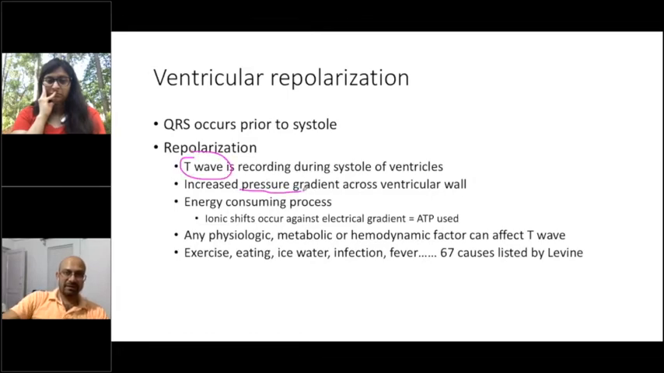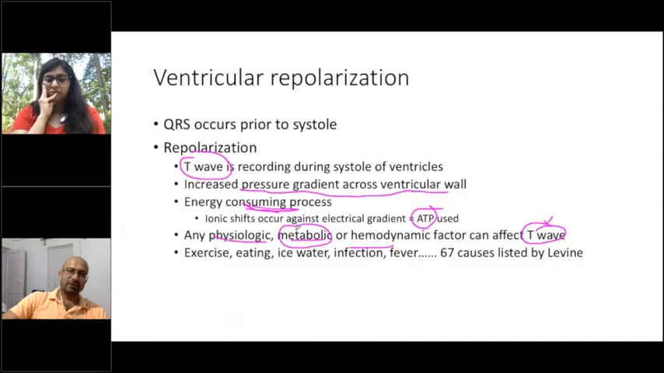But at this time, there is an increased pressure gradient across the ventricle wall. Also, this is an energy consuming process because the repolarization is happening against the electrical gradient. Ionic shifts, of sodium, potassium, and calcium, have to go against the electrical gradient of the heart, and this requires the consumption of ATP. So if there is any physiological or metabolic or hemodynamic change, it will produce abnormalities of the T wave. The T wave has a lot of potential to be changed by any metabolic abnormalities.